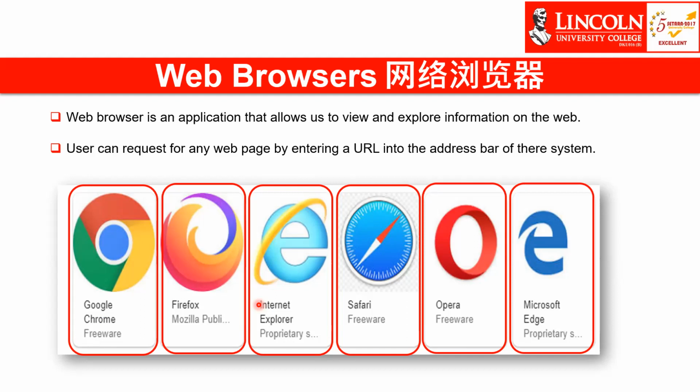What do they do? They allow us to view and explore information on the web, irrespective of whichever one you're using. They all give access to all these platforms. They all give access to all these online resources. So before you can have access to any of these papers, any of these research data sets, you must go through a web browser.